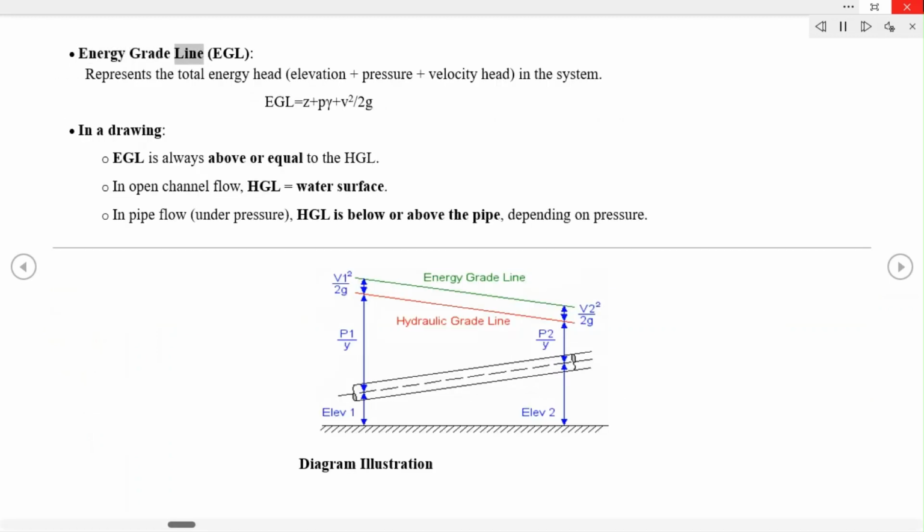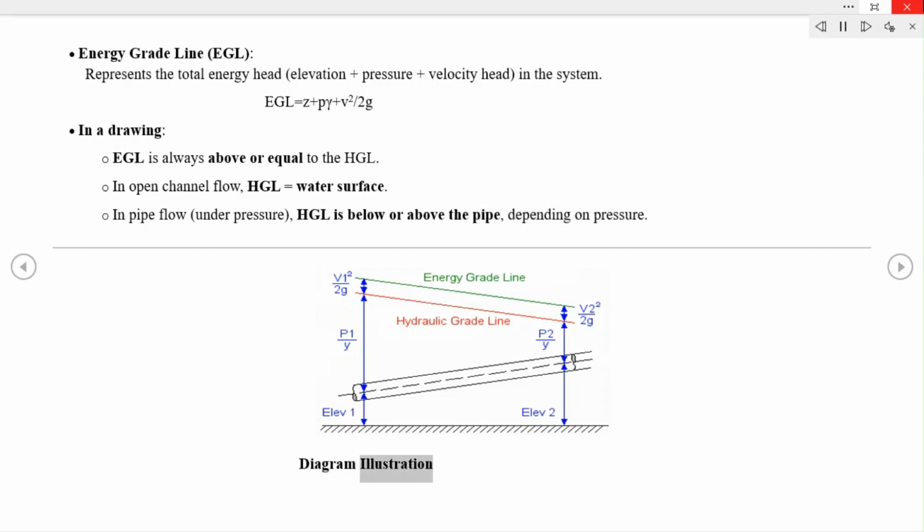Energy grade line, EGL, represents the total energy head, elevation plus pressure plus velocity head, in the system. EGL equals Z plus P/gamma plus V²/2g. In a drawing, EGL is always above or equal to the HGL. In open channel flow, HGL equals the water surface. In pipe flow, under pressure, HGL is below or above the pipe, depending on pressure.